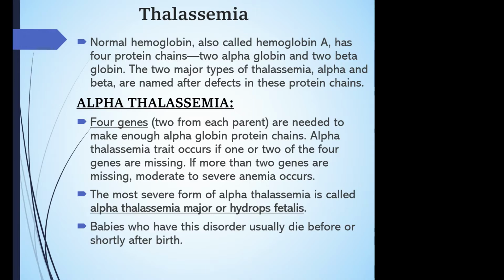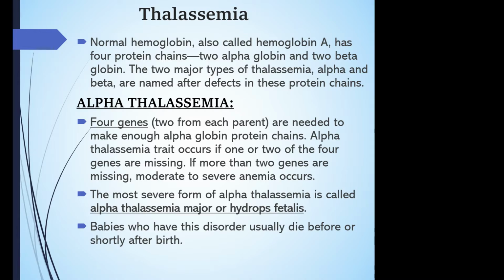Now come to alpha thalassemia. First of all, we will have a look at this. In case of alpha thalassemia, what will happen? 4 genes, 2 from each parent, are needed to make enough alpha globin protein chains. Alpha thalassemia trait occurs if one or two of the 4 genes are missing. If more than 2 genes are missing, moderate to severe anemia occurs.